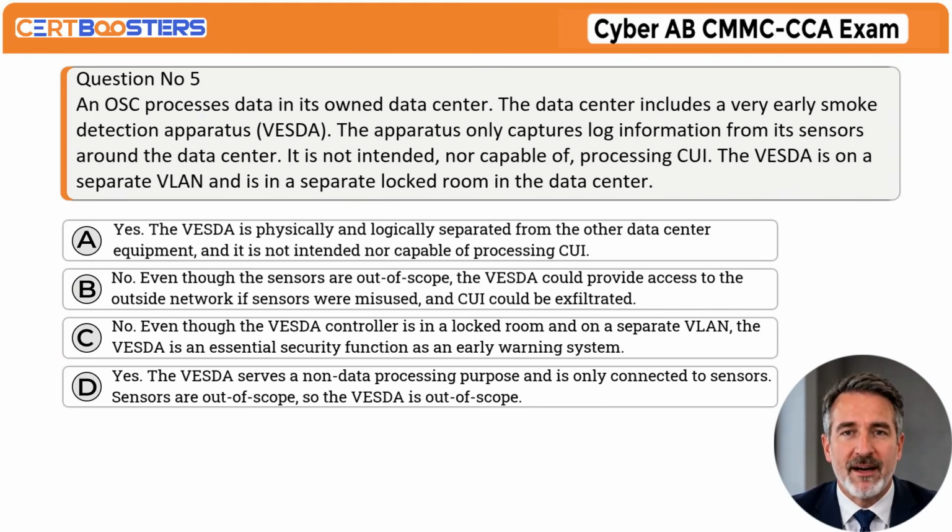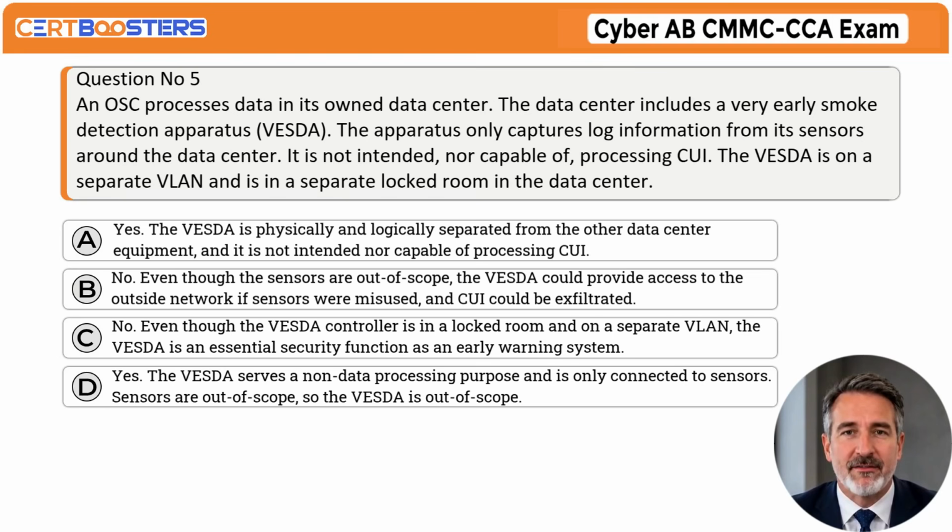Question 05. An OSC processes data in its own data center. The data center includes a very early smoke detection apparatus, VESDA. The apparatus only captures log information from its sensors around the data center. It is not intended nor capable of processing CUI. The VESDA is on a separate VLAN and is in a separate locked room in the data center. Should the assessor agree that the VESDA is out of scope?